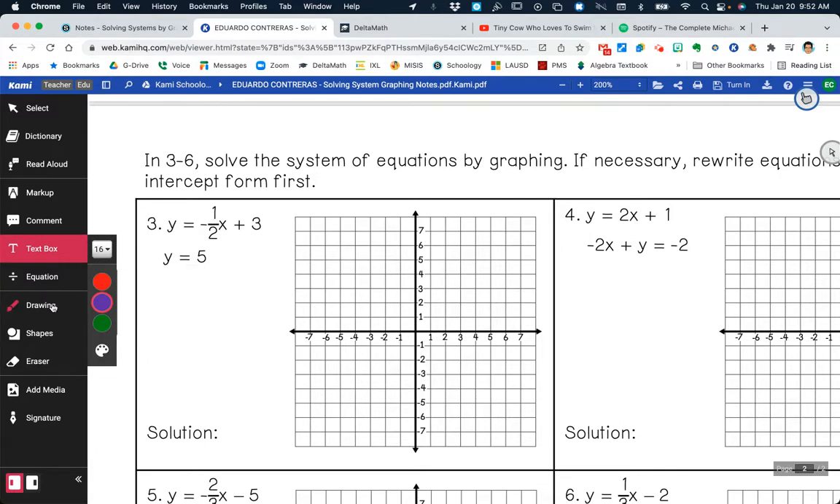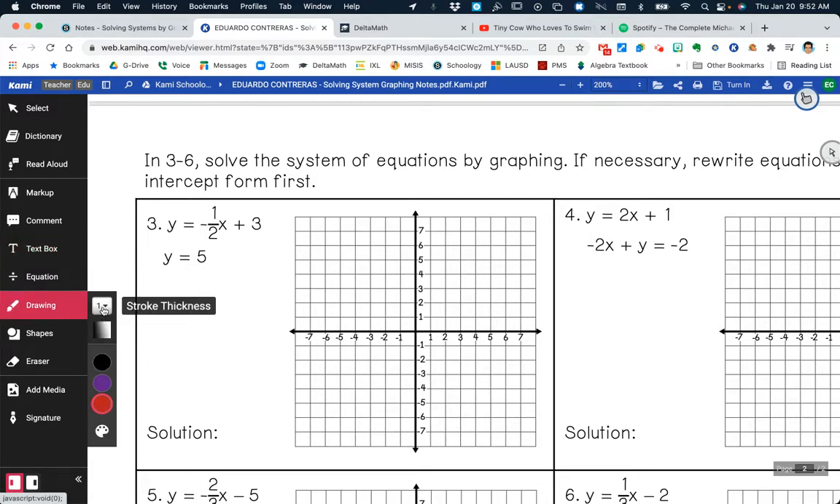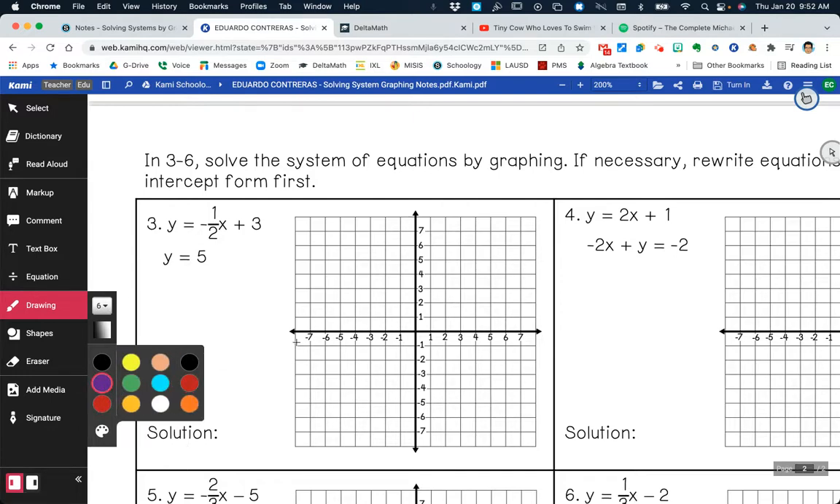Okay, so back to using our tools for graphing. I'm going to go to drawing, change the stroke thickness to 6, pick a color, and let's start graphing. This is our equation. We want to put our point where? It's a +3, so we're going to look for 3. Remember, this +3 is our y-intercept. It tells us it crosses the y-axis at 3, right there.